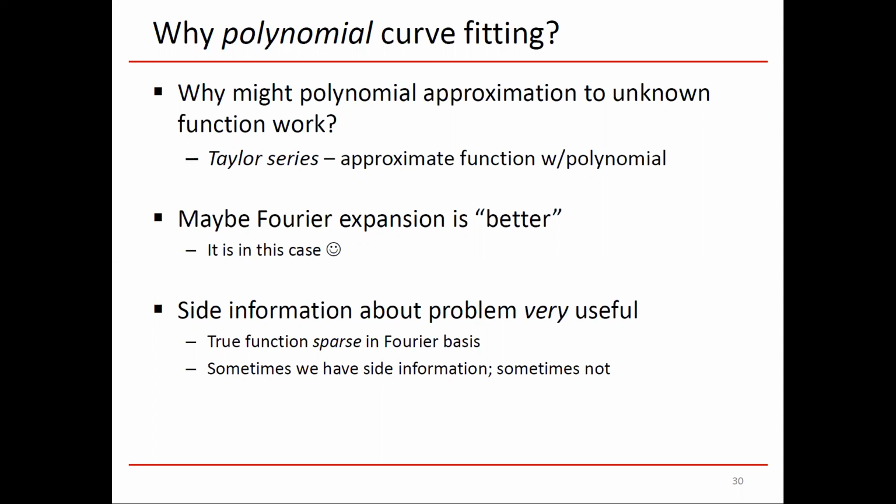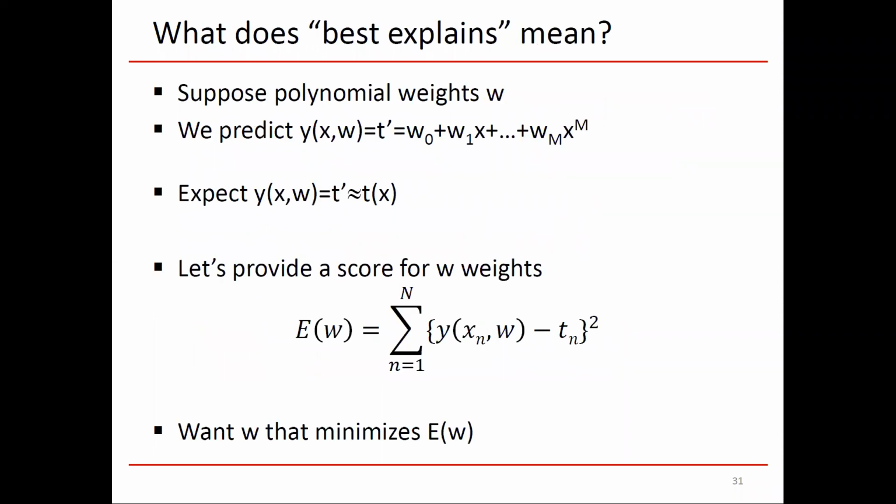So in our case, the true function is sparse in the Fourier basis. Sparse means that a small number of non-zero elements would describe the function very well. Sometimes we have this side information, sometimes not. And by the way, you may be hearing a bell ringing, and that's the famous parrot. Okay, so we understand that we don't always know what basis it'll be sparse in. We don't know that a Fourier representation will work well. So we're left with this Taylor series, polynomial curve fitting.